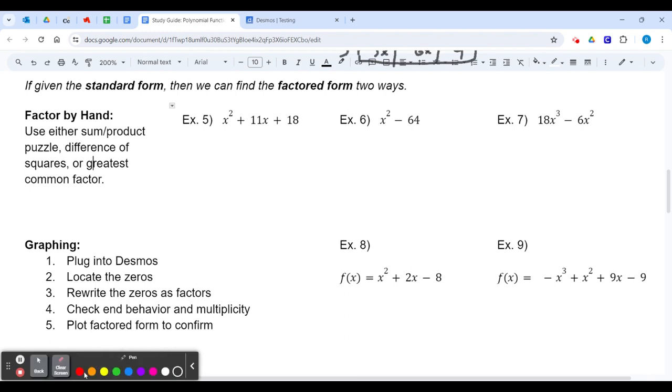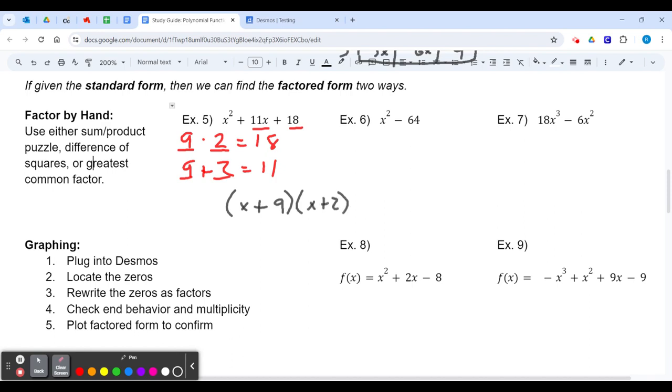If I look at example 5, I need to find 2 numbers that multiply to 18 and add up to 11. So I'm multiplying to 18, adding up to 11. And if I look at that, I think 9 and 2 should work. 9 times 2 gives me 18. 9 plus 2 gives me 11. So that factored form is just going to be x plus 9 times x plus 2.